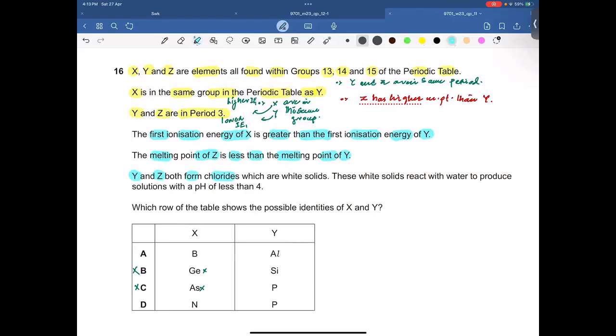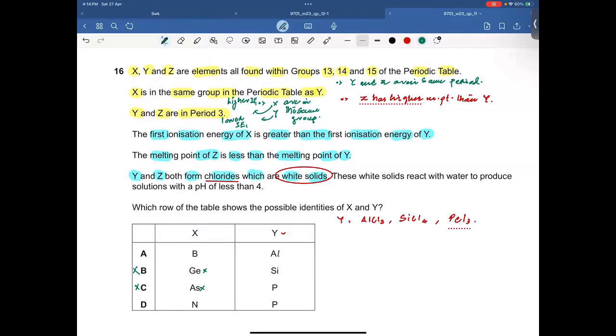Y and Z both form chlorides which are white solids. That's a very, very powerful information. So Y is here. Y has aluminum, silicon, and phosphorus, and we need to form chlorides. So Y forms AlCl3, SiCl4, and then PCl3. All right.